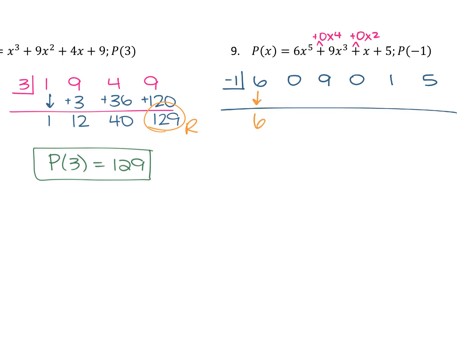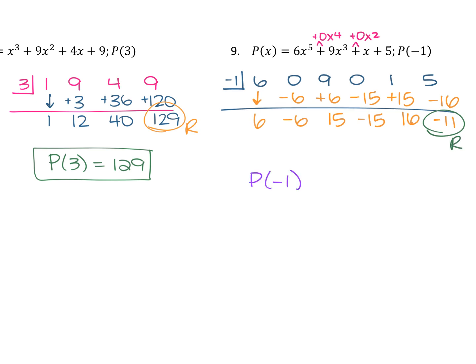Drop your 6 down. 6 times negative 1 is negative 6. 0 minus 6 is negative 6. Times negative 1 is a positive 6. Plus 9 is 15. Times negative 1 is negative 15. Plus 0 is negative 15. Times negative 1 is positive 15. Plus 1 is 16. Times negative 1 is negative 16. Plus 5, or 5 minus 16, is negative 11. That negative 11 is your remainder, which means P of negative 1 is equal to negative 11.